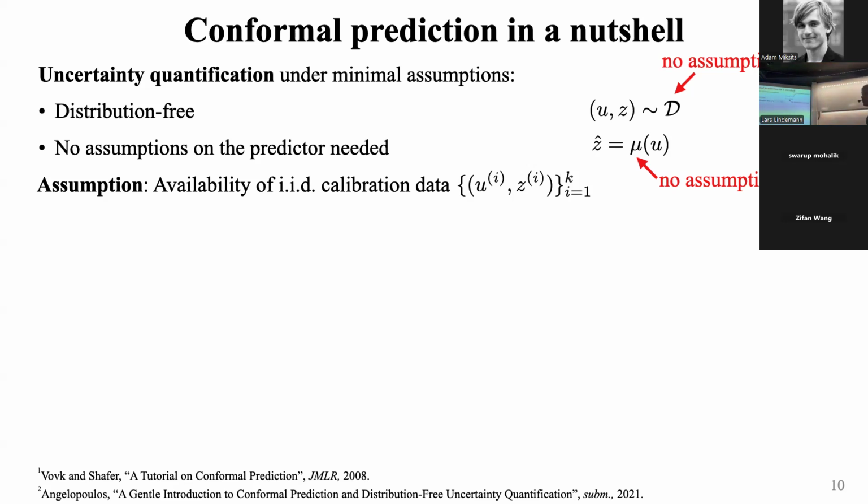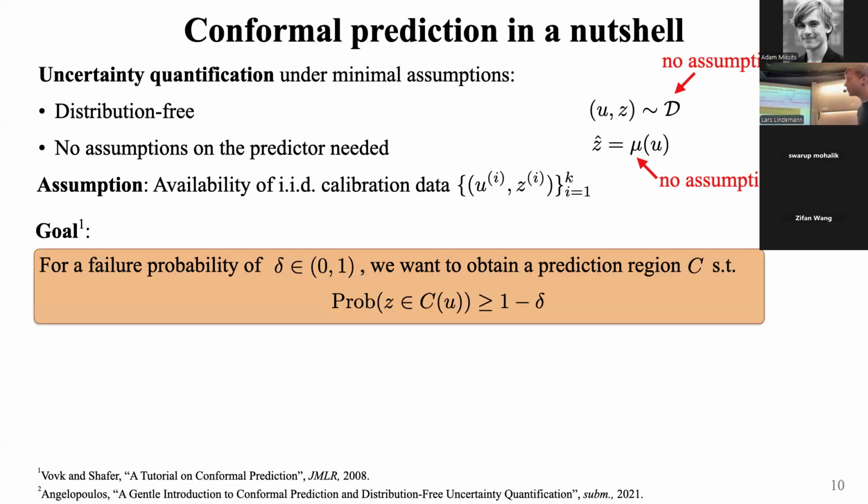What you, however, need, on the other hand, is the availability of an IID, so independent and identically distributed, data set. We call this a calibration data set, of input-output pairs that are drawn also from this distribution, right? So we have K of these input-output pairs, and those are what we're using. Specifically, what we're using them for is the following. Our goal is that we fix the failure probability delta, so this is what you choose as a user. And then conformal prediction gives you a prediction region C such that a new data point Z is contained in this region C, that may depend on the input, with a probability of no less than 1 minus delta.